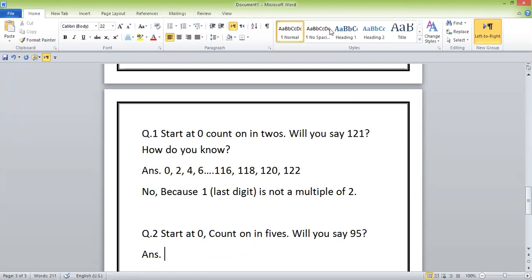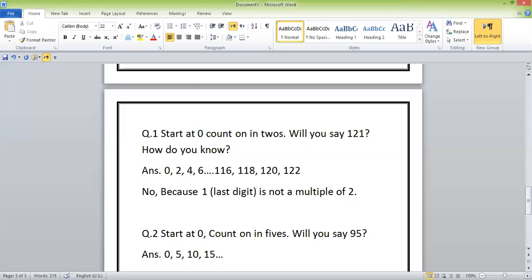Plus 5 equals 10. Plus 5 equals 15. Plus 5 equals 20. Again, I repeat. The question is saying start from 0, so I started from 0. Count on in fives. That means from 0 start adding 5. 0 plus 5 equals 5. 5 plus 5 equals 10. 10 plus 5 equals 15. Start from 0 and count on in fives. That means skip counting 5. Skip counting 5 means you are writing a multiple of 5.